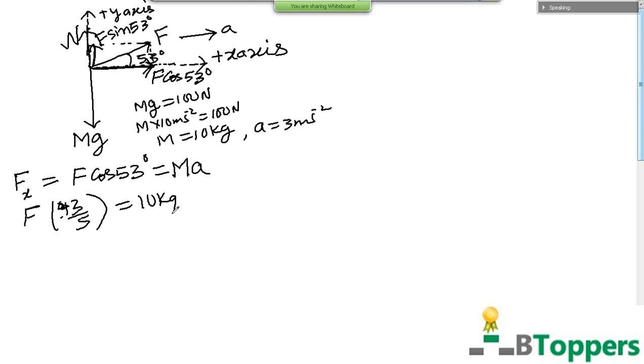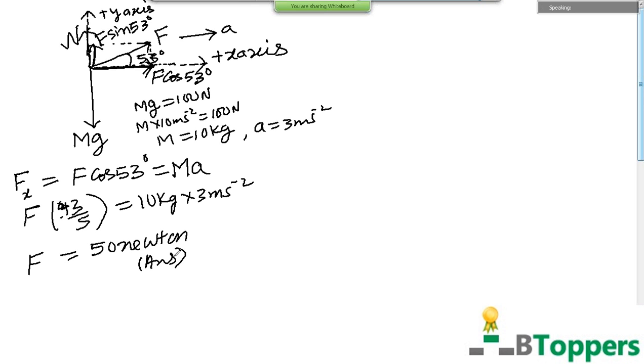The mass of block is 10 kg. The acceleration equal to 3 meter per second square. So from this you get magnitude of the pulling force on the block equal to 50 Newton. So that is one of the answers to the problem.